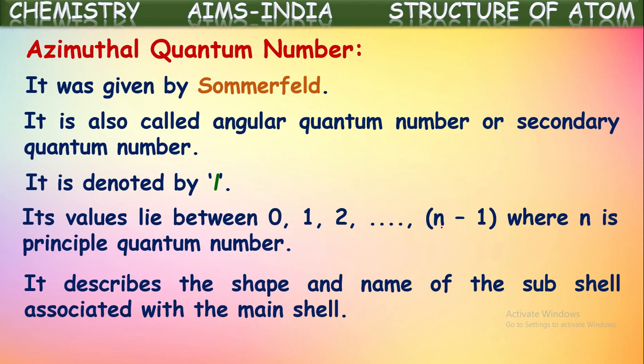It describes the shape and the name of the subshell associated with the main shell. Here, the first quantum number represents the main shell in which the electron is located. But in that main shell, there might be different numbers of subshells. So the subshell in which this electron is located is denoted by this azimuthal quantum number value. By knowing the azimuthal quantum number value, we can find out the subshell in which the electron is located in that main shell.